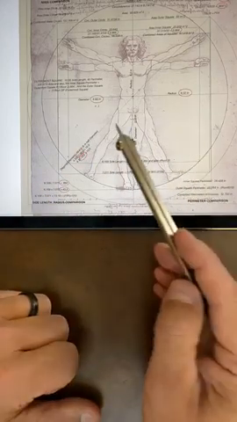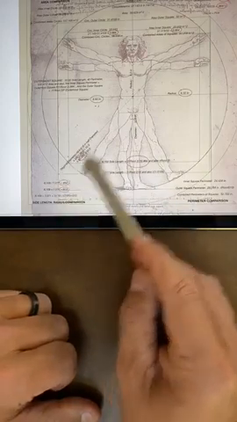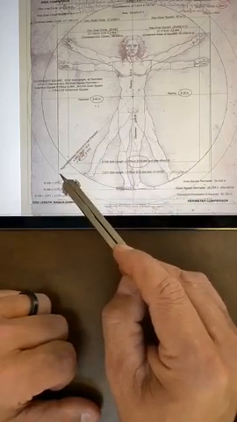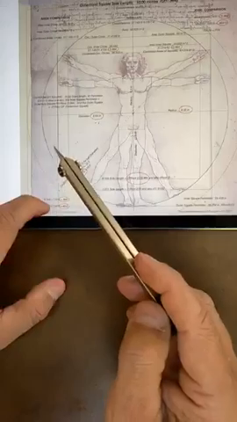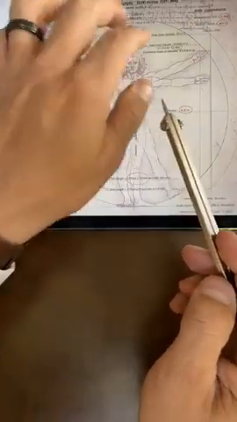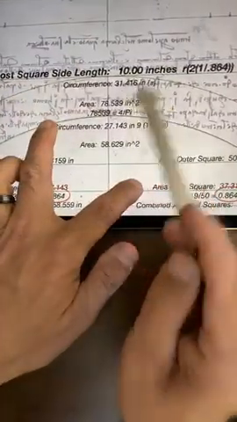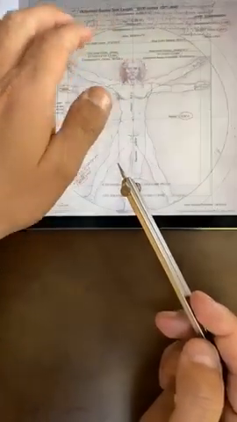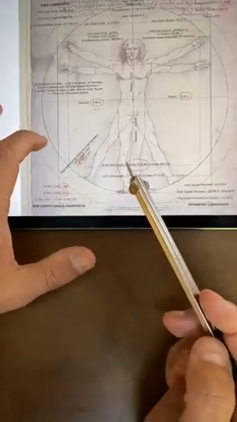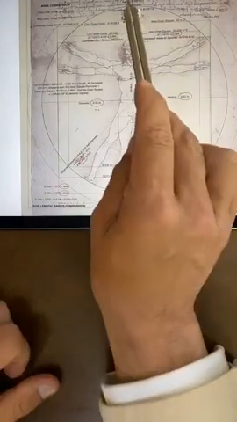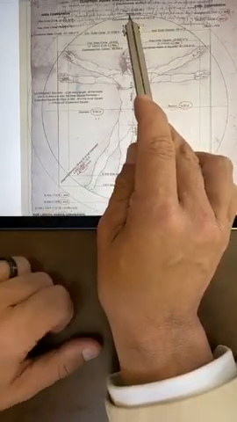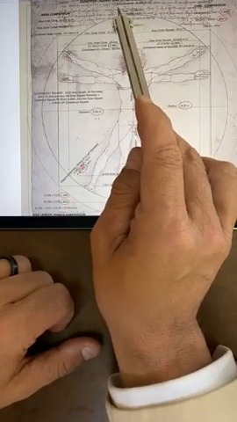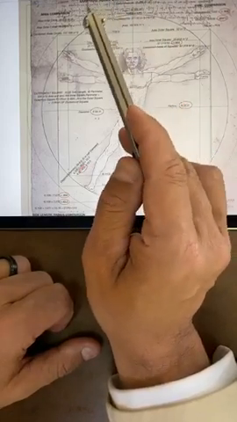And the other thing that's interesting is once you have this square that Da Vinci drew, and you put a circle around that, it has a circumference of 31.416. So that's pi times 10. Now, that's interesting because now we have the two most important transcendental irrational numbers that exist. One being the Euler number, which limits wave propagation and is used in interest calculation.